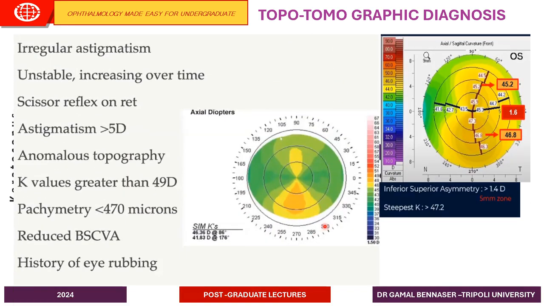Generally, we should suspect keratoconus in any patient who has irregular astigmatism, frequent changes of glasses, and a scissor reflex on retinoscopy, or astigmatism more than 5 diopters, or K reading more than 49 diopters, or pachymetry less than 470 microns, reduced best corrected visual acuity, and is unhappy even with best corrected visual acuity, with a chronic history of rubbing or allergy. All these are indications to suspect keratoconus in this patient, and we should investigate him thoroughly. As I said, this is the reference and the link for my lecture regarding topography and tomography. You can go and read in detail how to read the topography map.